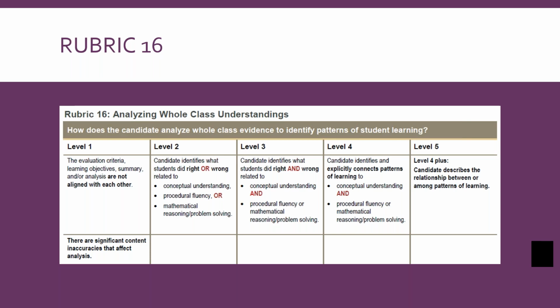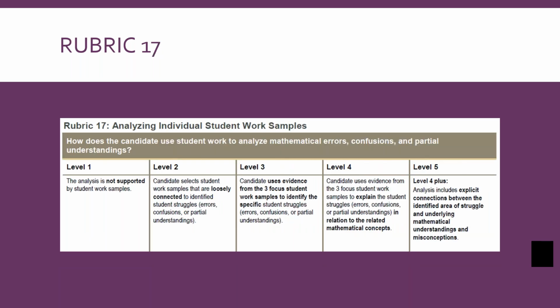Looking at level 3, we want to make sure we identify what students did right and wrong related to conceptual understanding and procedural fluency or mathematical reasoning and problem solving. Rubric 17 measures our capacity for analyzing individual student work samples. So this is now when we have our focus students. The candidate uses evidence from the 3 focus student work samples to identify specific student struggles, errors, confusions, or partial understandings. Remember, we have to use that concrete evidence.